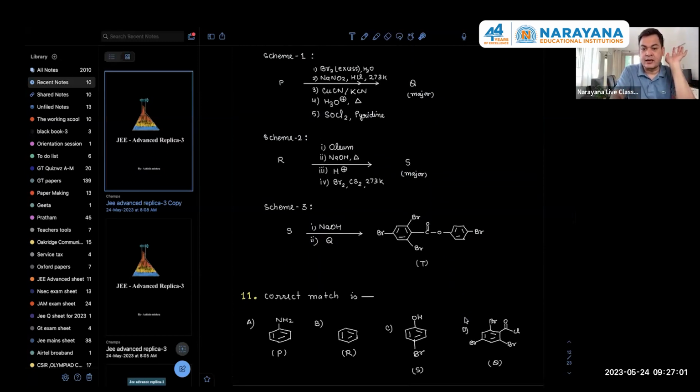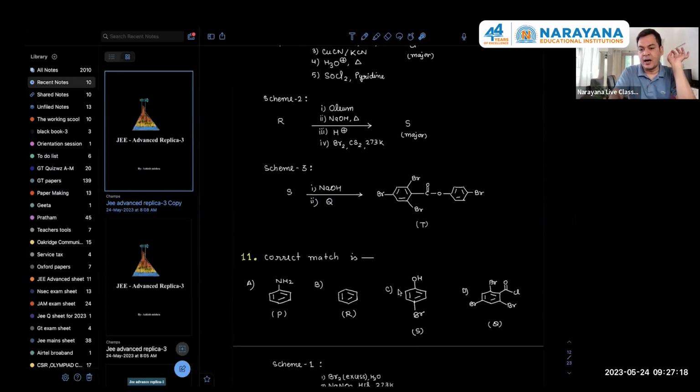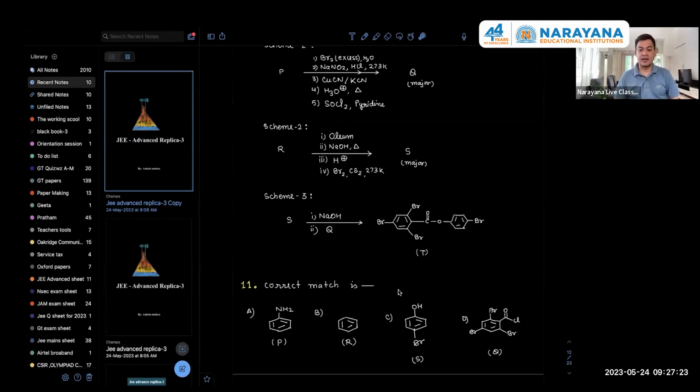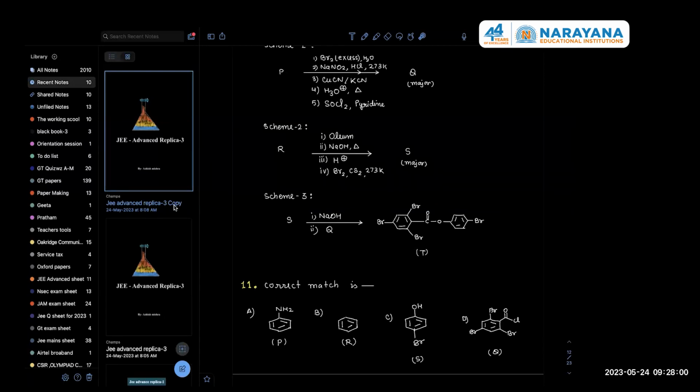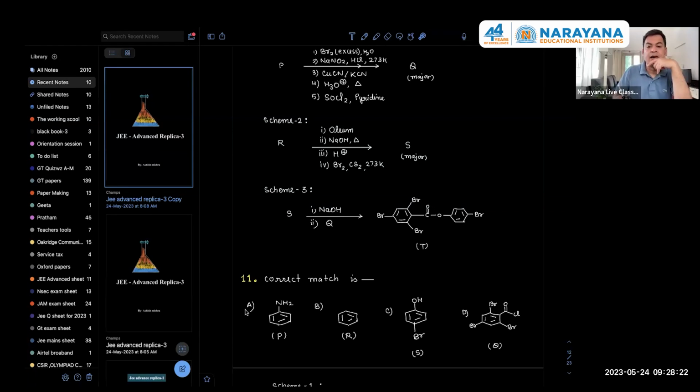Right. So this is the question. Now we need to check the correct match. The first one you please remember, that is scheme 1. This is scheme 2. Scheme 1 is giving Q, scheme 2 is giving S. Q and S react after the NaOH reaction and give T. So you need to find the correct match for P, R, S, and Q. Check this question. That same kind of question JEE has already asked. ABCD, sir. Yes, absolutely. All are correct only. A is correct, B is correct, C is correct, D is correct. Such questions are never tough, but they may take some time.